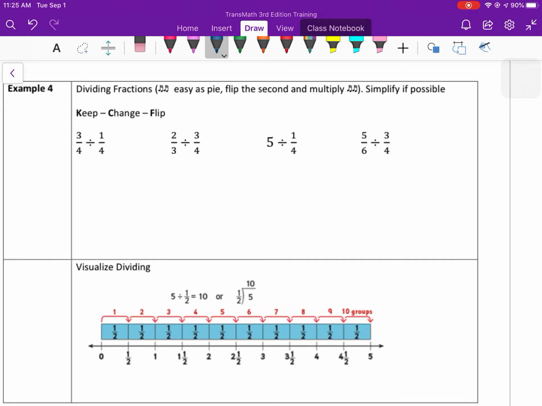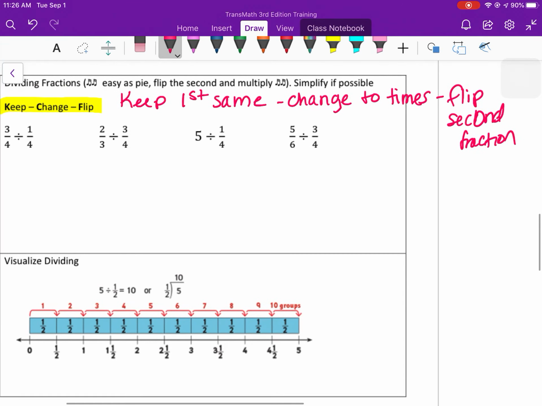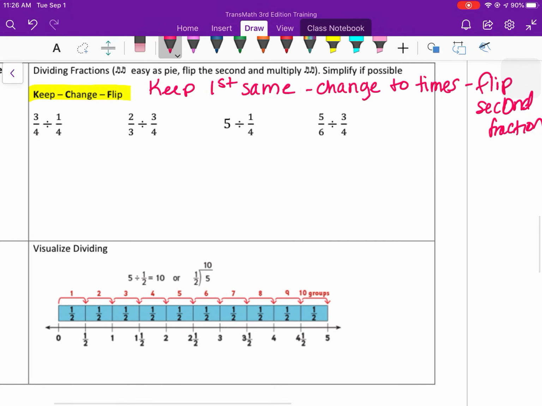All right, dividing fractions. My little jingle for dividing fractions is easy as pie. You flip the second and multiply. You might have also learned keep, change, flip. That means you keep the first one the same, change it to times, and then flip the second fraction. Keep, change, flip. Keep the first one the same, change it to times, flip the second.